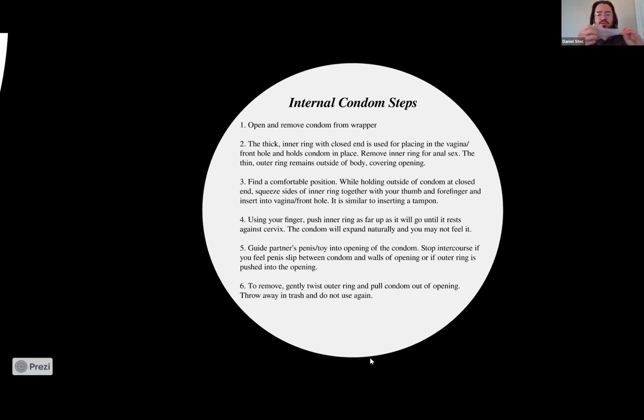To remove either from front hole or anal sex, you just twist the outer ring to close it off, and then remove it and throw it away, just like you would an external condom.